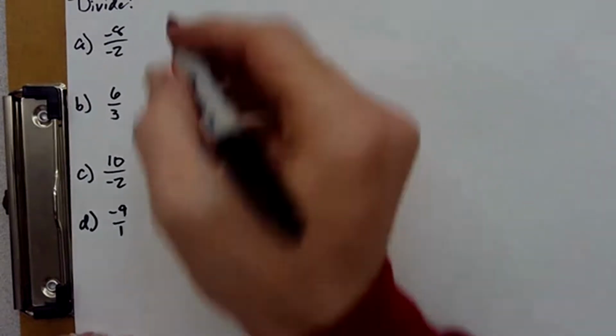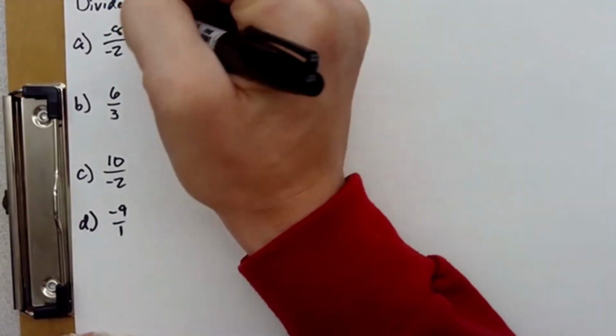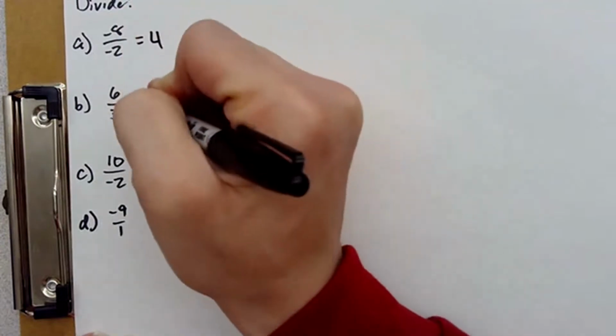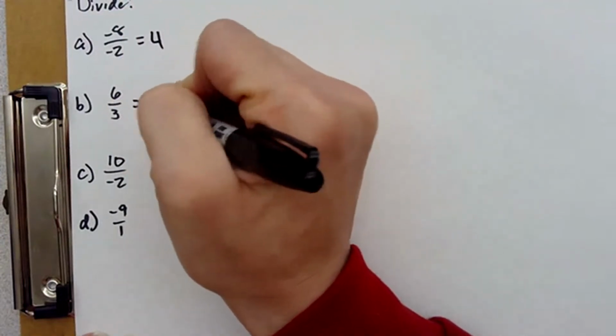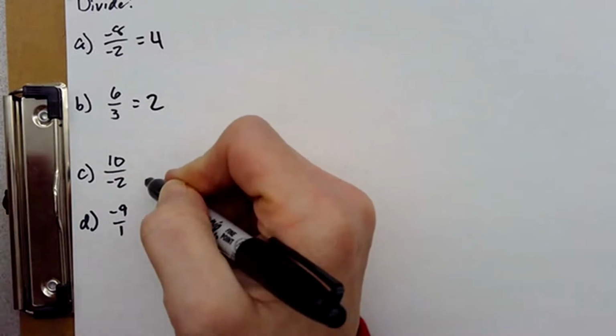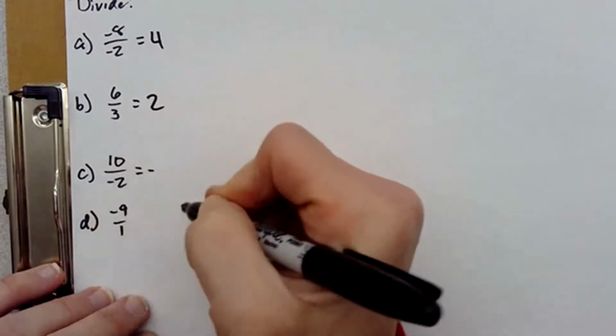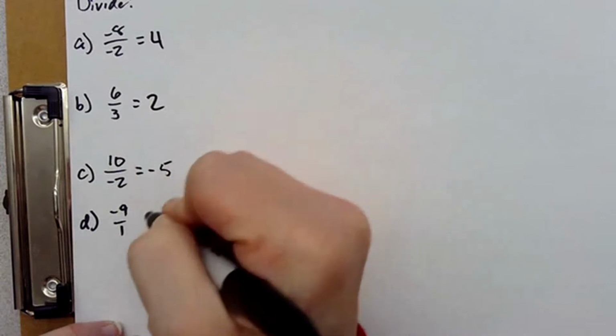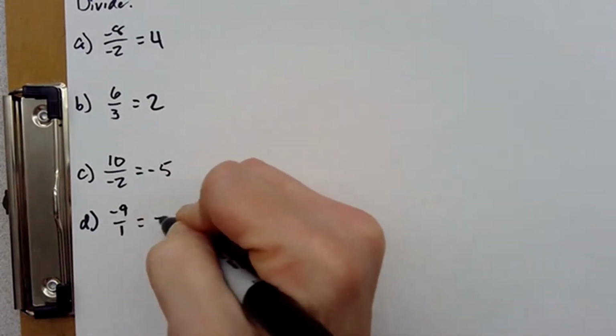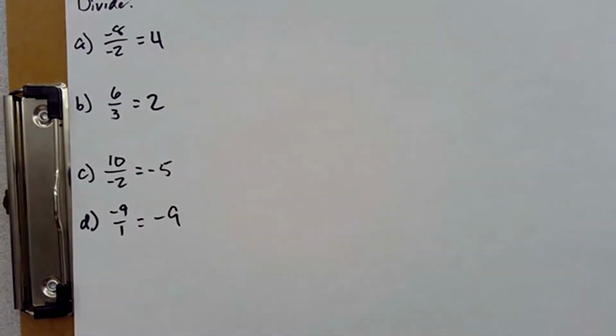Divide negative 8 by negative 2. Those negatives cancel, and this is just 8 divided by 2, or 4. 6 divided by 3 is 2. 10 divided by negative 2, here we have to account for that negative. That's negative 10 divided by 2, or negative 5. And negative 9 divided by 1 is just negative 9, because anything divided by 1 is itself.